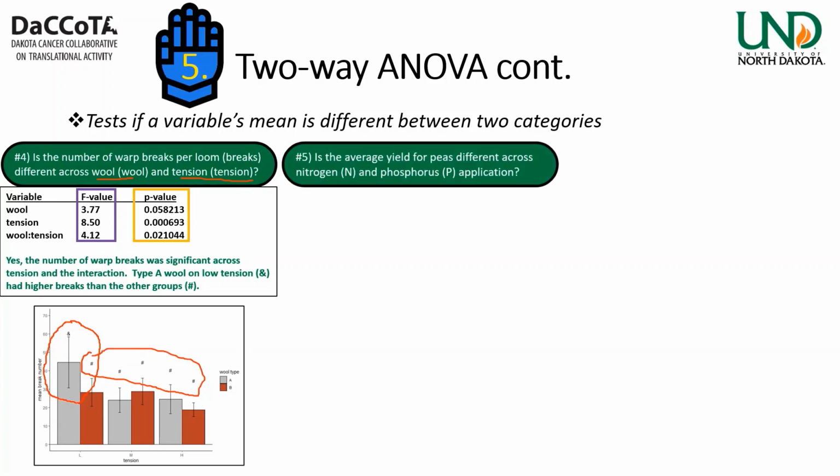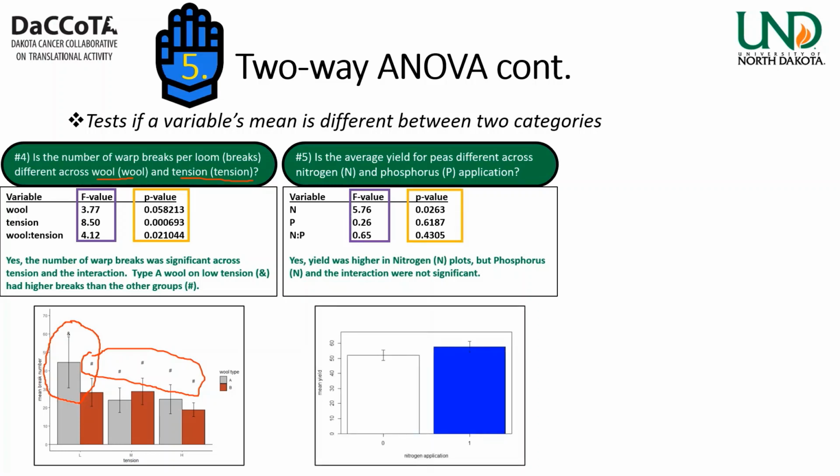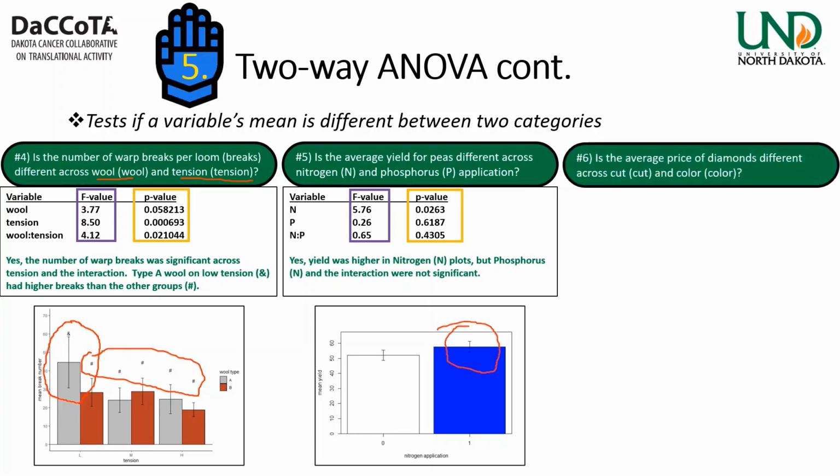All right, let's turn to 5. Average yields for peas. Is it different across nitrogen and phosphorus applications? So these are going to be either nitrogen yes or no, phosphorus yes or no. And what we see here is that only nitrogen is significant. It was higher in nitrogen applications, so a 1. Otherwise, it was not significant.